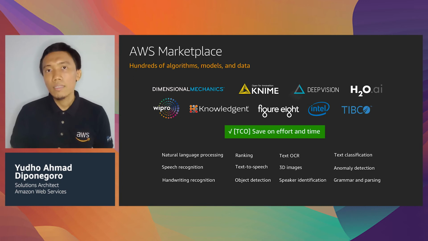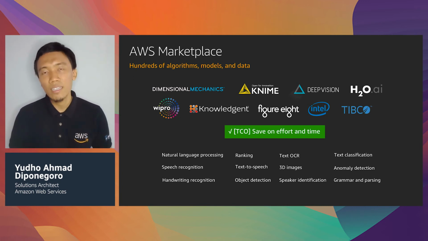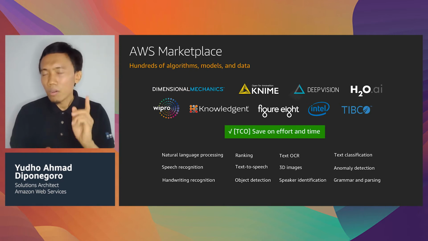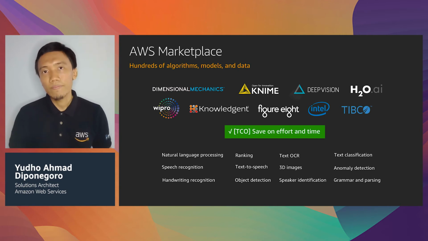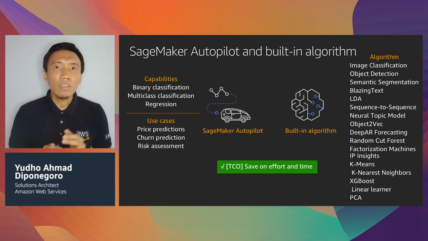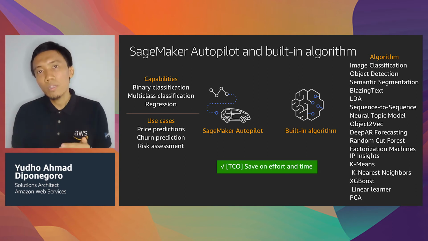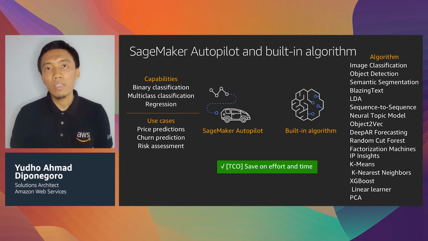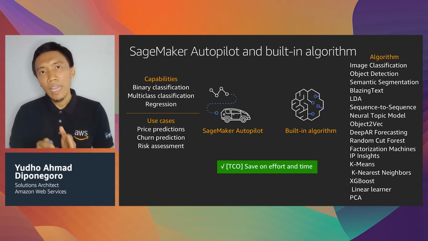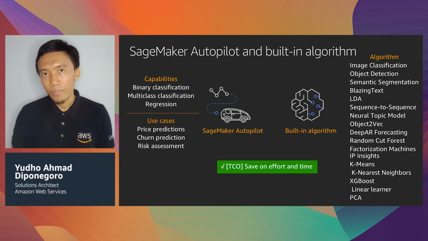AWS Marketplace at the moment covers various categories such as natural language processing, text or object detection, and also text classification, and many others. And if nothing actually suits your needs from AWS Marketplace, you still can potentially lower your TCO by cutting on the effort of development by leveraging algorithms available on SageMaker. We have SageMaker Autopilot and also SageMaker built-in algorithms.